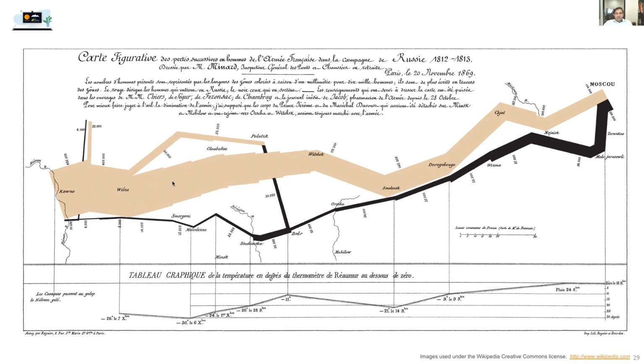The thickness of the band shows the number of troops as they advance. The troops start off with 422,000 and only 100,000 of them made it to Moscow. And the temperature during the retreat was plotted at the bottom here on this special scale, which is not centigrade and not Fahrenheit. And as you can see, it gets colder and colder as they retreat back to where they started.